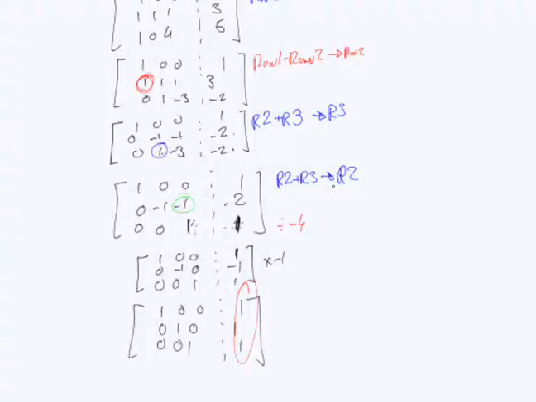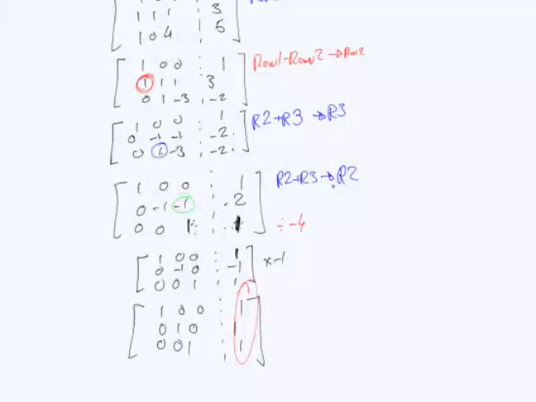1, 0, 0, 1. 1, 1, 1, 3. And then 1 minus 1, 0. 1 minus 0, 1. 1 minus 4, minus 3. 3 minus 5, minus 2.